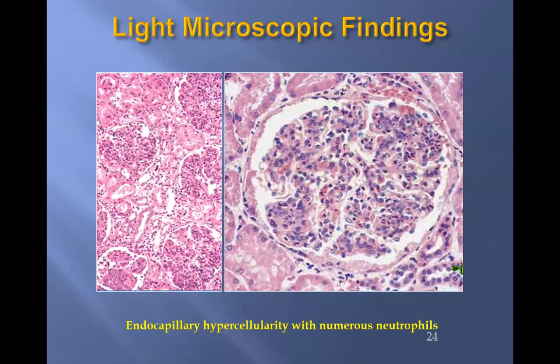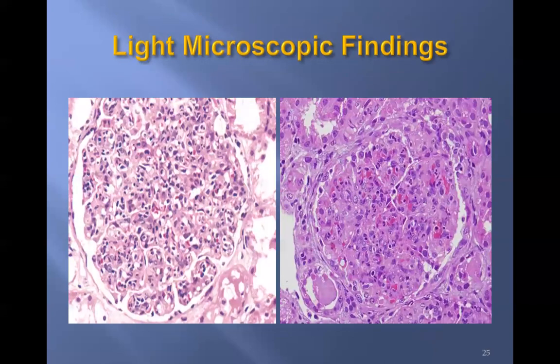So it is a high power view of one of the glomeruli. You can see that all of the cells are proliferating, plus you have neutrophils. 1, 2, 3, 4. So neutrophils are also being accumulated inside the glomerulus. This hypercellularity is increased by the neutrophils and some monocytes. Clear? This is another picture. You see, all the glomeruli are hypercellular. This one is also hypercellular with neutrophils, and other cells are proliferating.